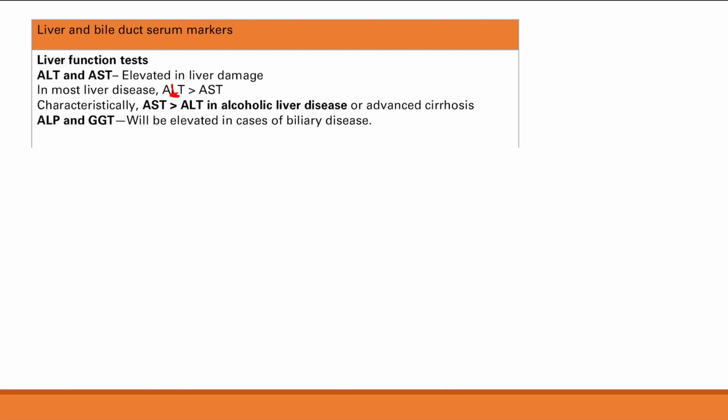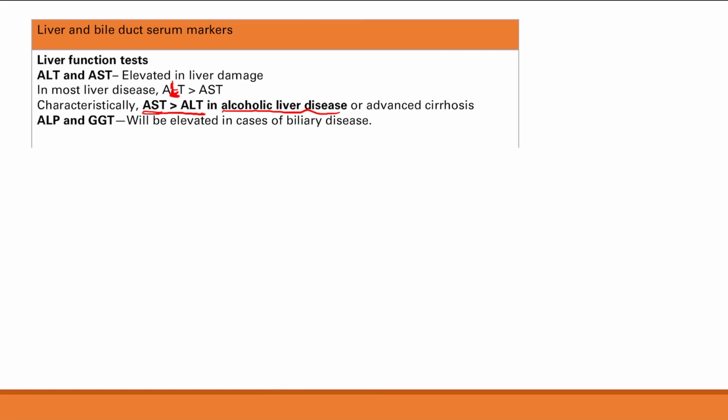Characteristically though, in alcoholic liver disease, it's the opposite, okay? In alcoholic liver disease, AST is greater than ALT. So if you see AST greater than ALT, then you know there's liver damage, and you know that damage is probably from alcohol, okay? So I remember normally it's ALT more than AST because ALT is more specific for the liver, but then alcoholic liver disease is the exception, although advanced cirrhosis can also have that.